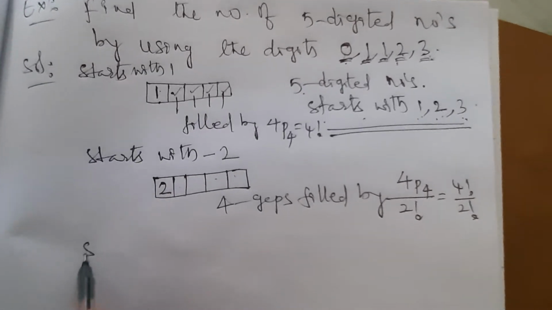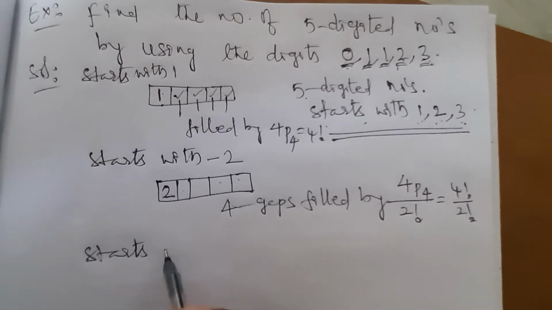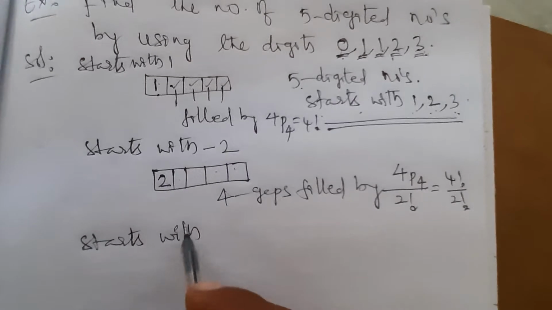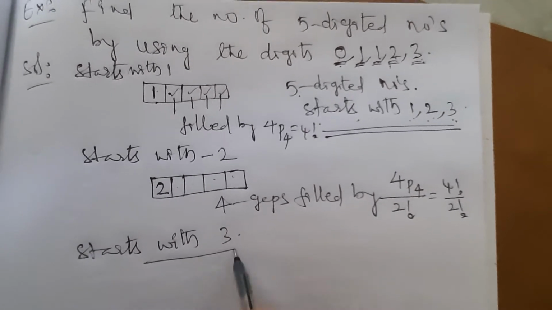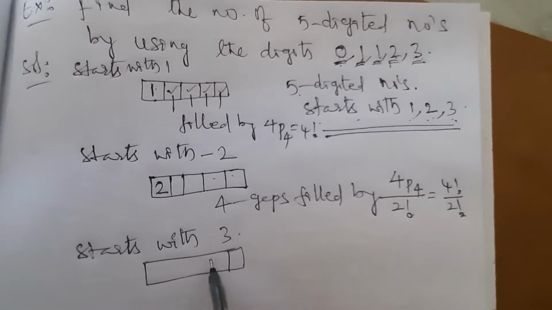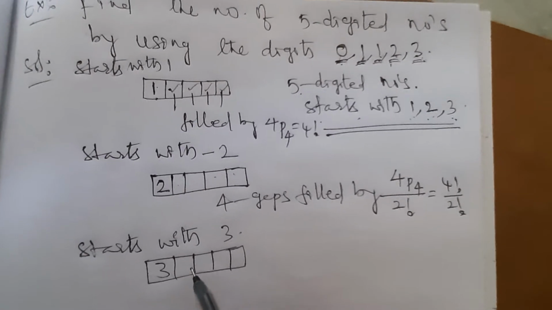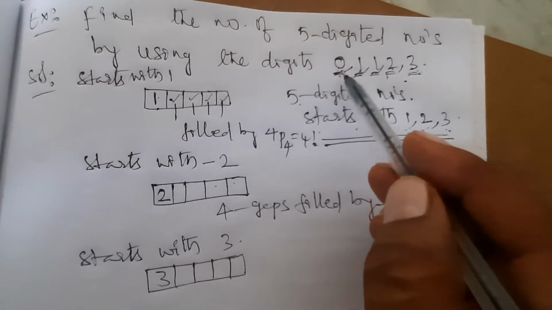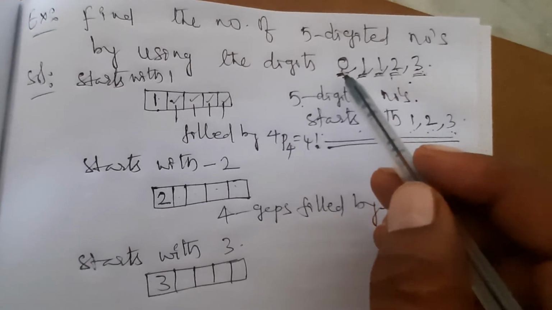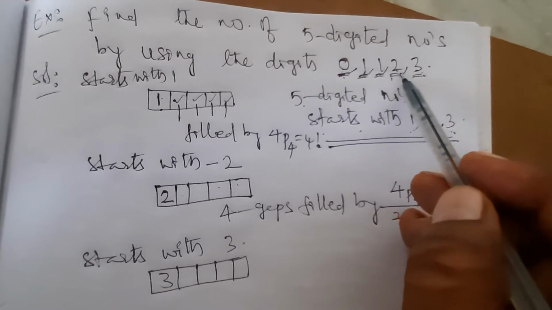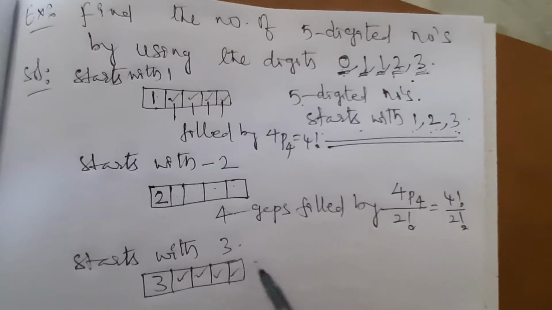Last category, 5-digit numbers that start with 3. How many can you get? Tell me here also: 1, 2, 3, 4 like this. Starts with 3 means fix 3 here. If you fix 3 here, then how many remaining digits are there? 0, 1, 1, 2, 4 digits are there. Here 1, 2, 3, 4 gaps are there.